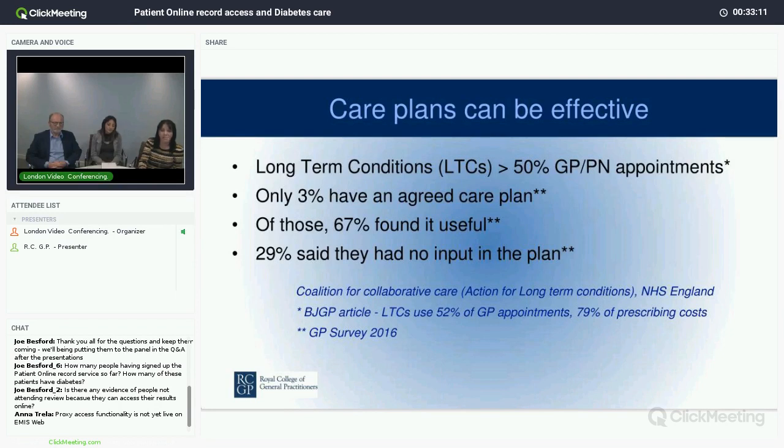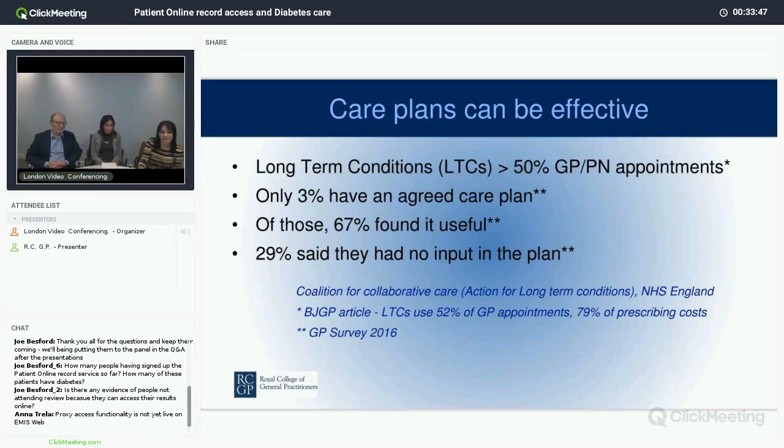Most of us in general practice are aware that patients with long-term conditions take up over 50% of GP and practice nurse appointments. Of that vast figure, only 3% have an agreed care plan. So there's obviously room for manoeuvring. Obviously, this is looking at COPD, it's looking at asthma, different long-term conditions. But whatever the long-term condition is, if you can engage patients and you can work together to help them take some more responsibility for their own health issues, it can have a very positive result.